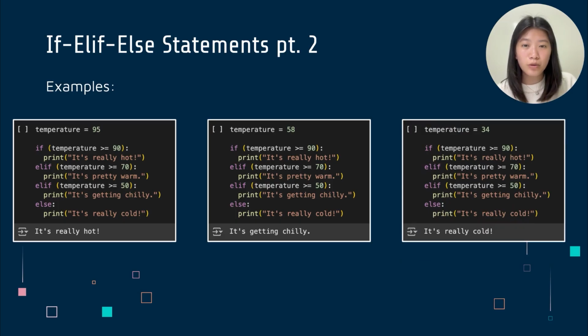In this last example, we set temperature equal to 34, and let's see what this will output. So 34 is not greater than or equal to 90, so we move to the next elif statement. 34 is not greater than or equal to 70, so we move to the next elif statement. 34 is not greater than or equal to 50, so we move to the else statement, which only happens if the above three statements all evaluate to false. And since that's the case, we're going to print the else statement output, which is it's really cold.